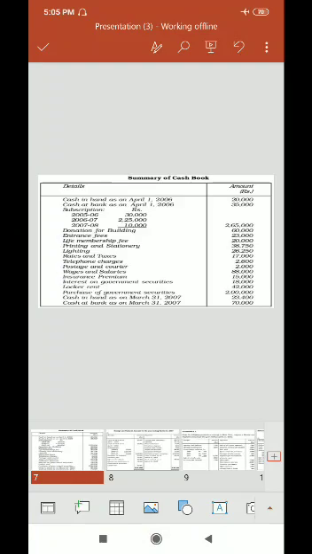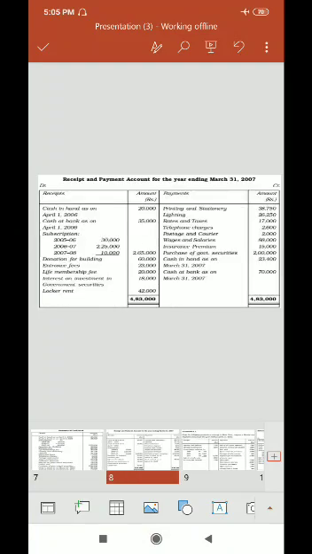Now we shall simply take all the figures and put it in the right place in your receipts and payments account. So, receipts and payments account for the year ending March 31st, 2007. Before that, compulsorily, you're supposed to, on the first line, write the name of the organization. What's the name of the organization? Golden Cricket Club. In the books of Golden Cricket Club, receipts and payments account for the year ending 31st March 2007, debit, credit, receipts, amount, payments, amount.